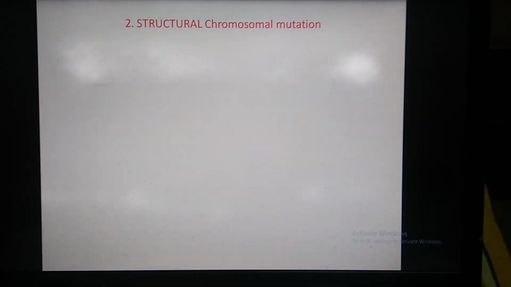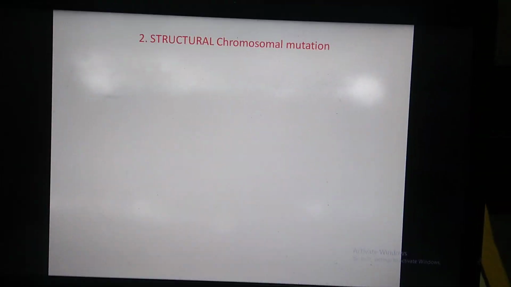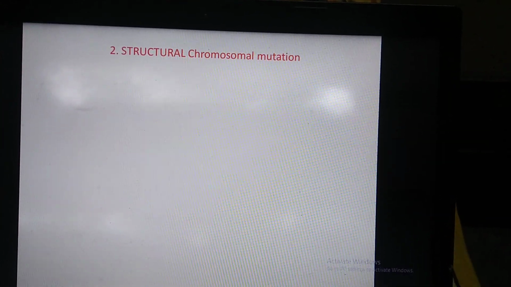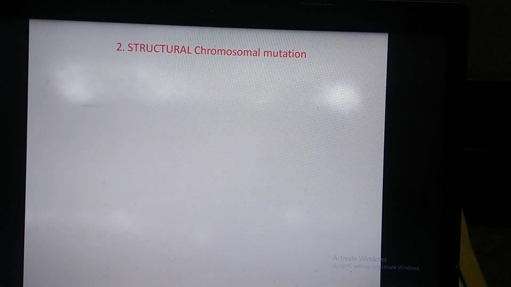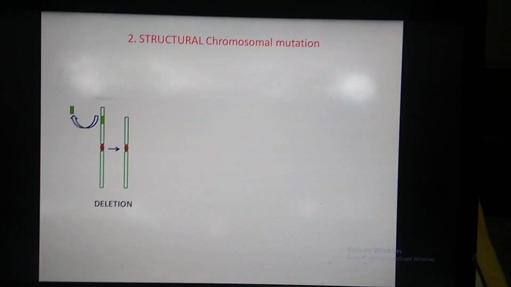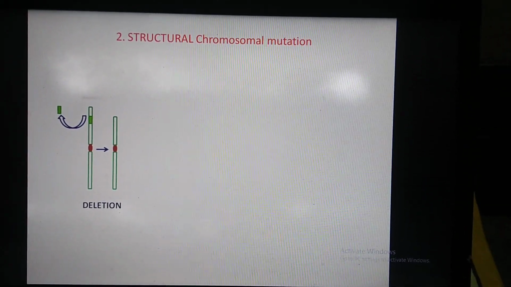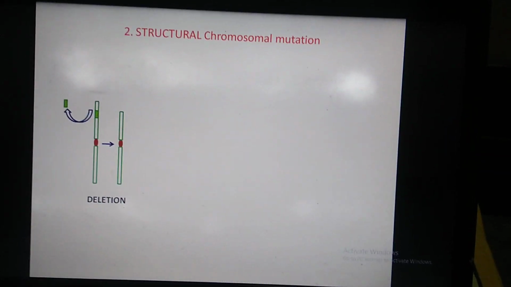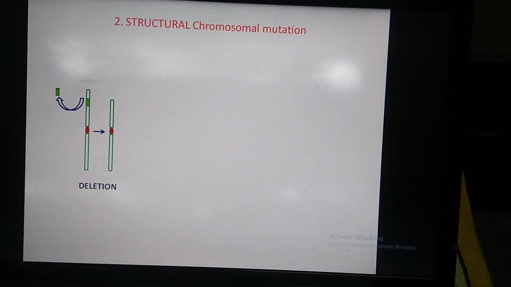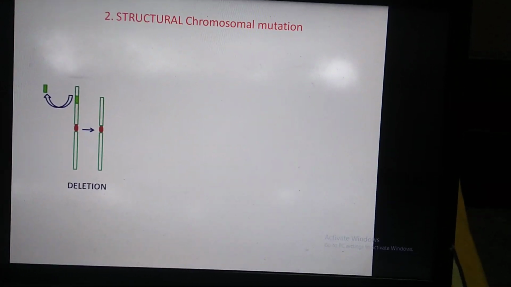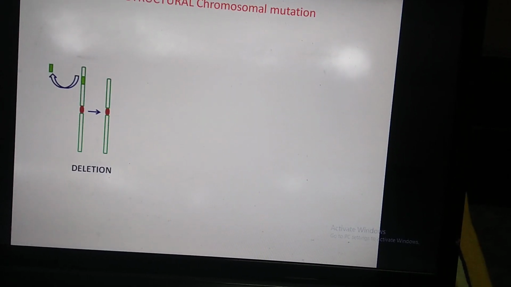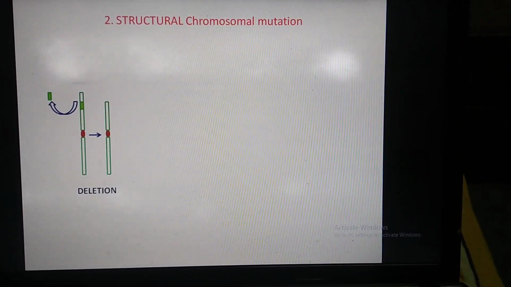Number two is structural chromosomal mutation. The first one is the change in the number of the chromosomes, and number two is the structural chromosomal mutations. What can be the types of structural chromosomal mutations? We can see from here, this is the chromosome, the green one, and there is a specific part of that chromosome that is deleted, and it leads to a smaller sized chromosome. So this is a deletion.